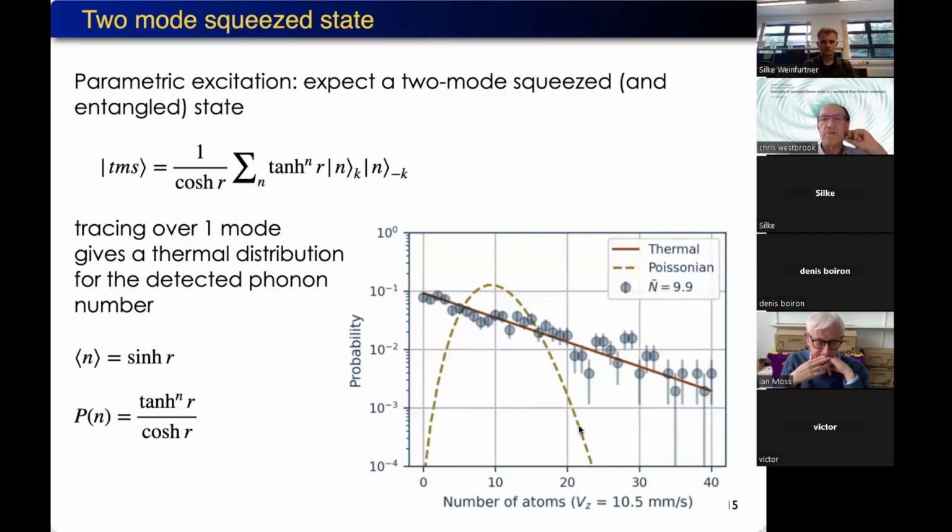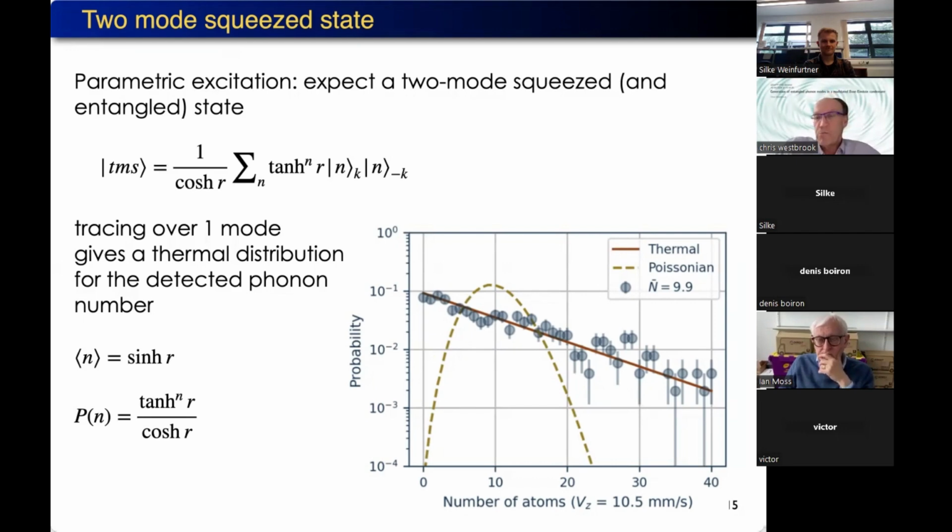And I have plotted also in this brown curve a Poissonian distribution with the same mean. So you see they're very different. And so this at least corroborates the claim that we should be producing a two-mode squeezed state. It also does another thing for us, because we get this nice exponentially, or I'm sorry, logarithmically, well, what am I saying? Power law dependence of this population.